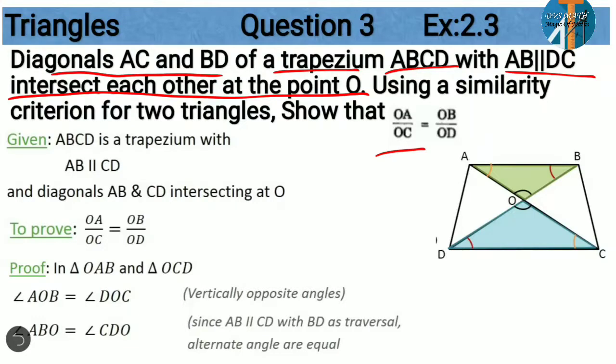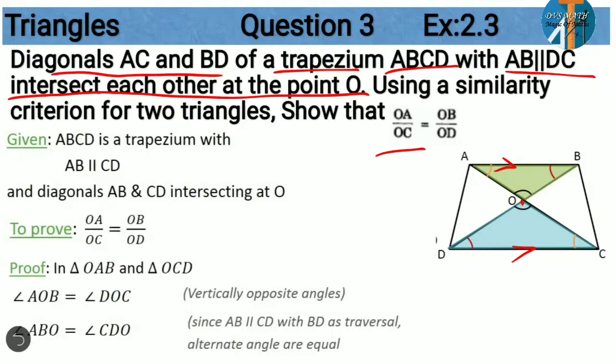Okay, that means understand the question. Here the diagonals AC and BD are related to the trapezium ABCD, and AB is parallel to DC. As you all know, in a trapezium one pair of sides must be parallel, right? These diagonals intersect at point O. Now, using the similarity criterion, we have to show that OA by OC is equal to OB by OD. If it says show that or prove that, every time you have to mention the given, to prove and proof. Clear? So now let's move on to the given.